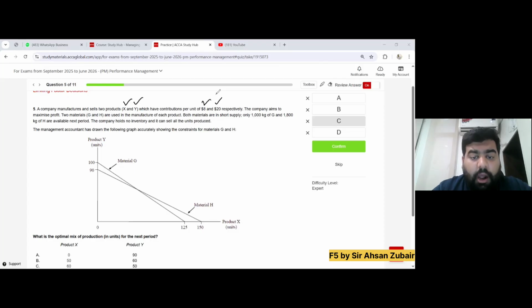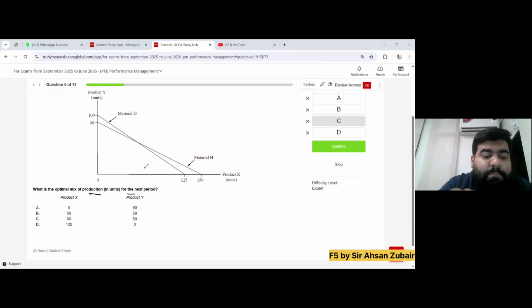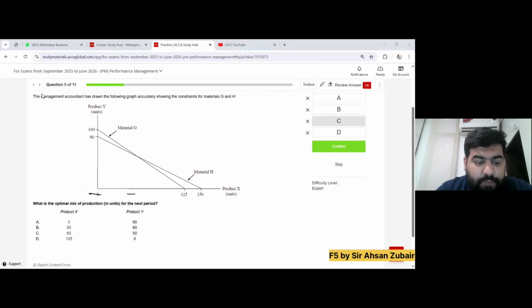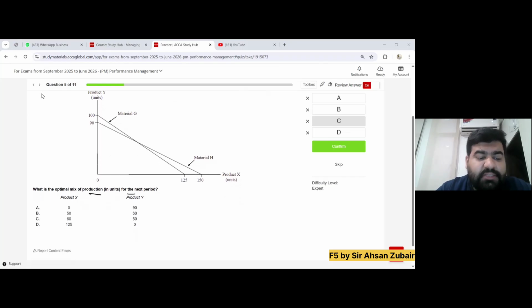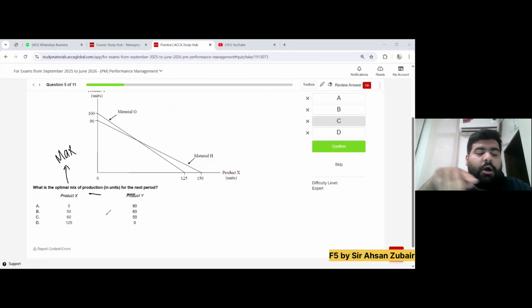The company holds no inventory and can sell the units it produces. Obviously the company has limited production, but all the units they produce can be sold easily. Now, what is the optimal mix? What is the best mix? How many units can we produce? The optimum mix means the point where we will earn the maximum contribution, that is, how many units of X and how many units of Y will be made.